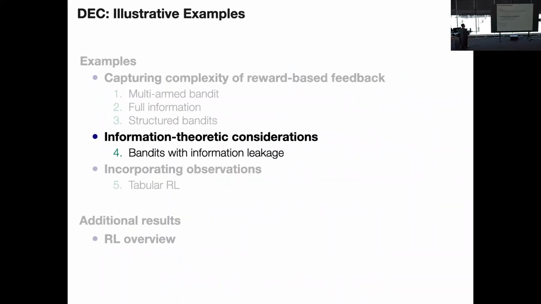Okay, now I want to move on. So far, in these examples, we're only looking at how the DEC depends on the structure of the reward function. Now what I want to look at is an example that's more information theoretic in nature. Well, actually, before I move on, maybe I should just check. Are there any questions on the examples we've done so far?